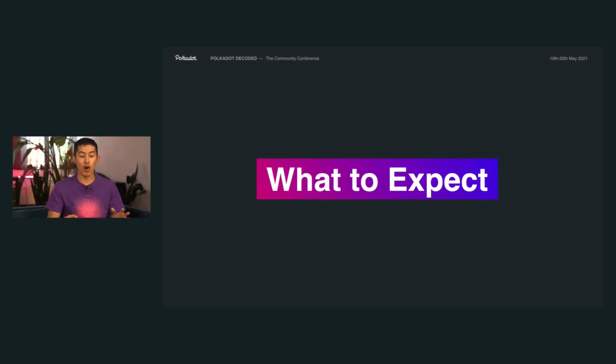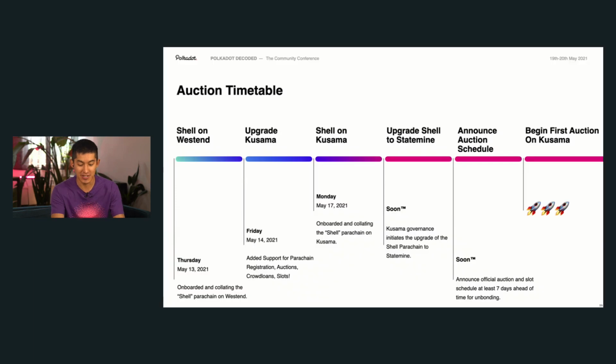So now that we've covered all the basics of slots, auctions, Crowdloans, let's see what you should expect when we actually go through this process. Besides a little bit of chaos, of course. So here's a general auction timetable to give you an idea of where we are and what you should expect in the near future.